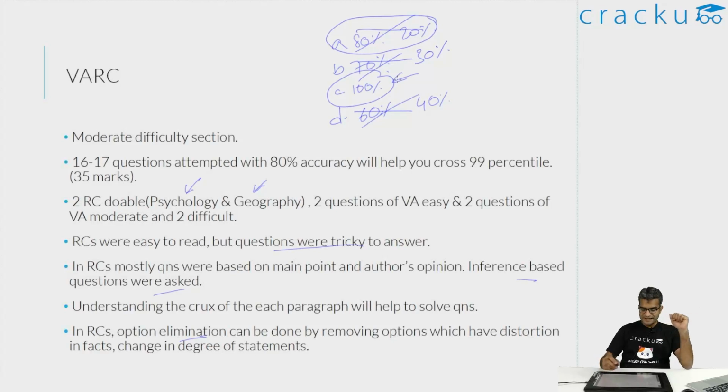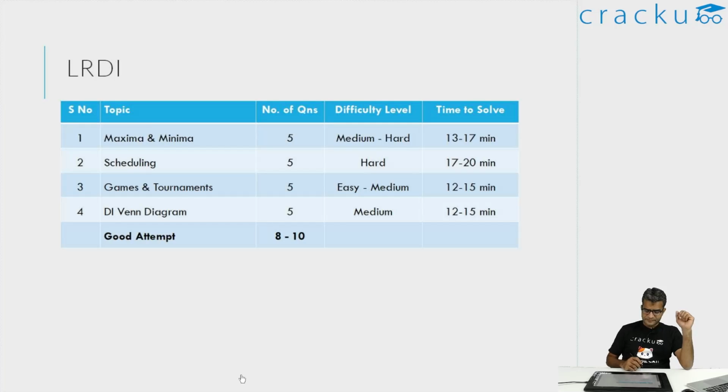Now let us look at the LRDI section. In LRDI section, just give me a minute. In LRDI section, there were 4 LRDI sets. The first one was in maxima and minima.